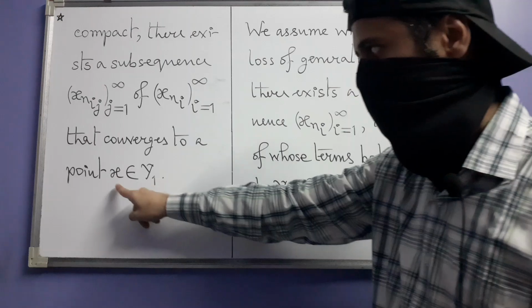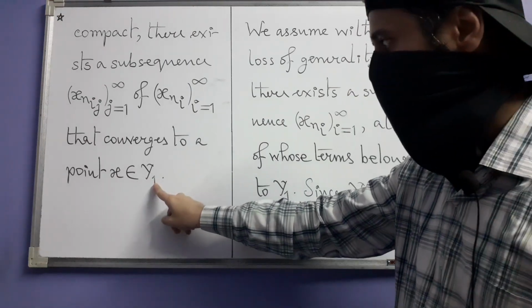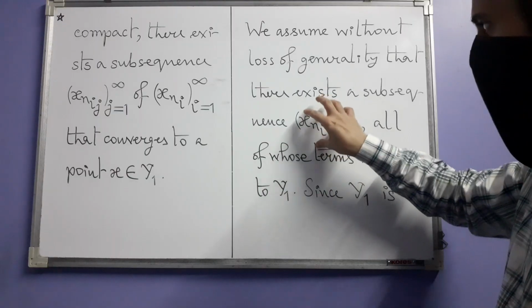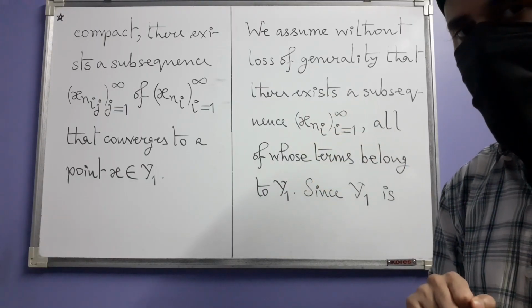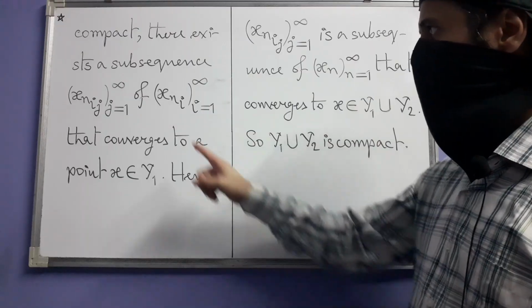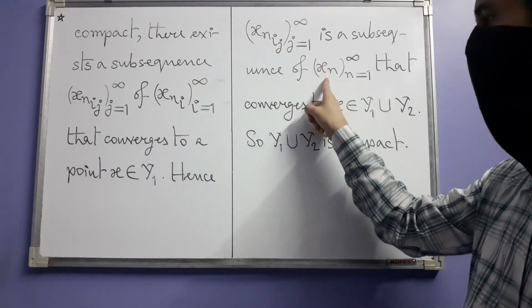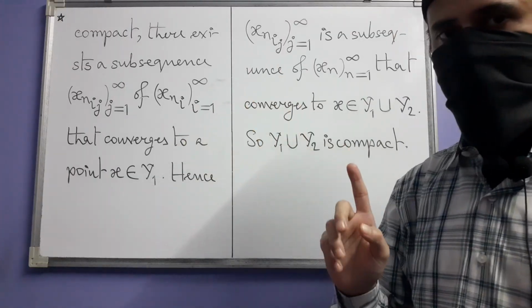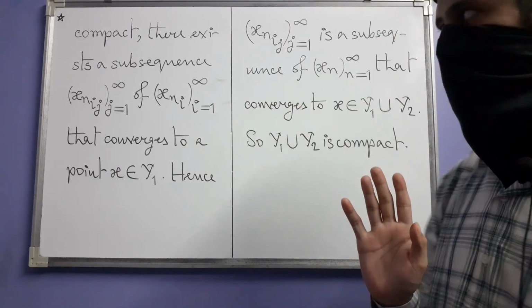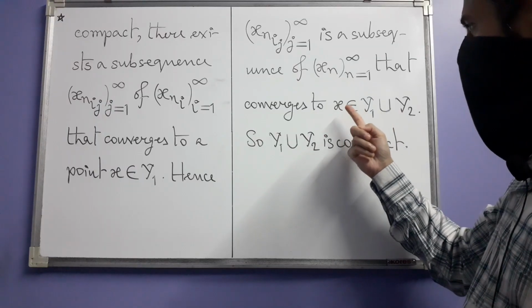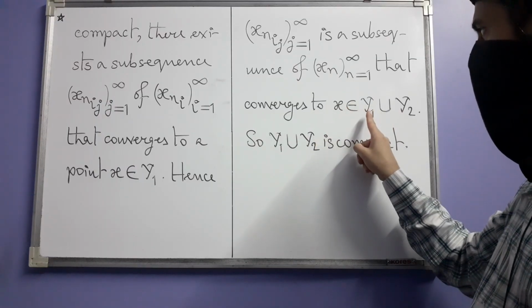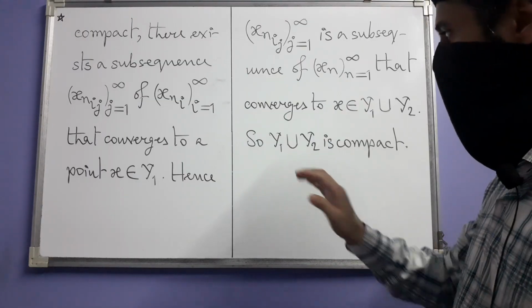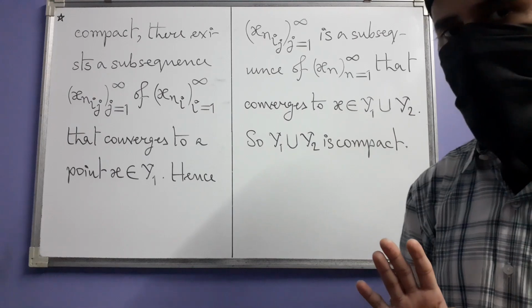This subsequence converges to some point x in y1 due to the compactness of y1, and due to the fact that this subsequence is a sequence in y1. Hence, this subsequence becomes a subsequence of the original sequence as well. A subsequence of a subsequence is after all a subsequence of the original sequence that converges to this point x, which is also in y1 union y2, but then by the definition of compactness, y1 union y2 is compact.